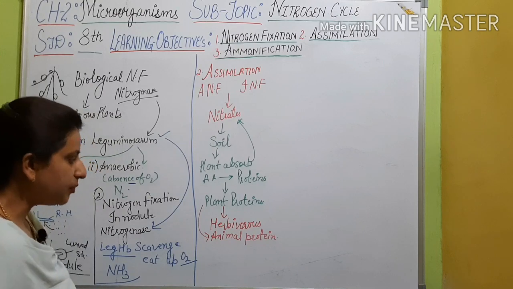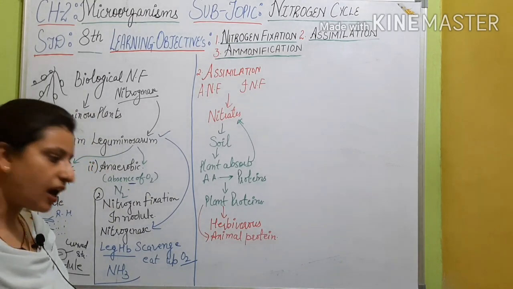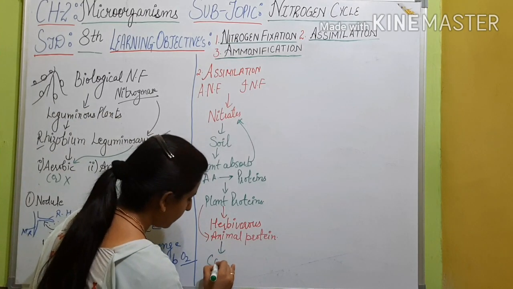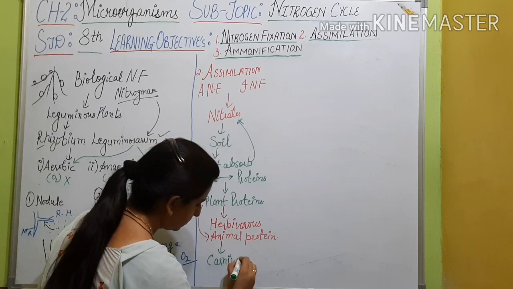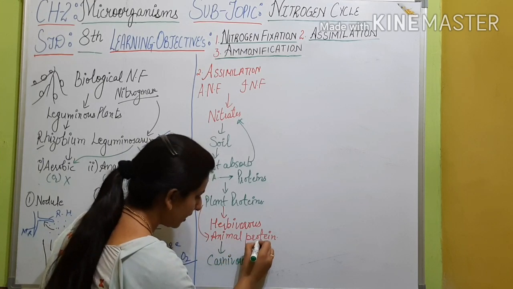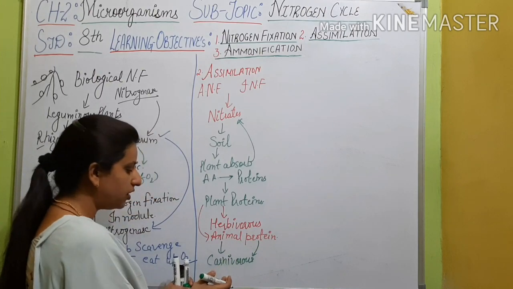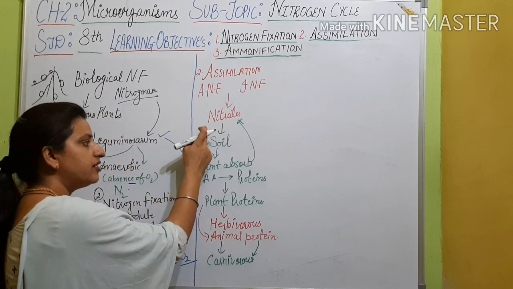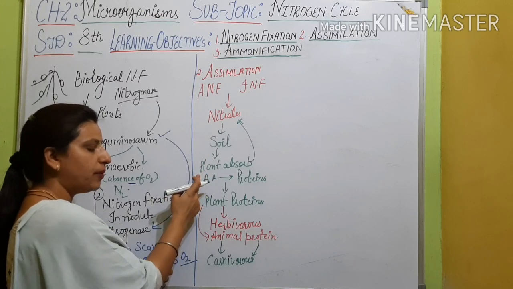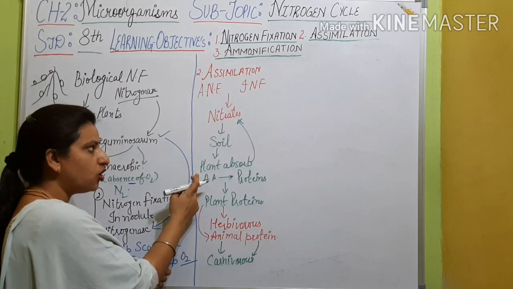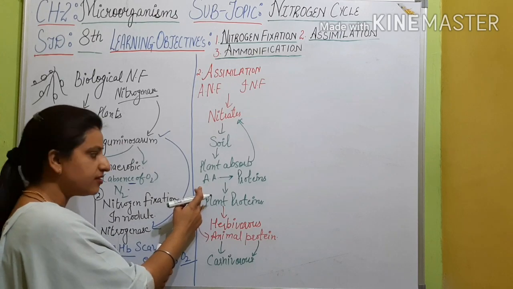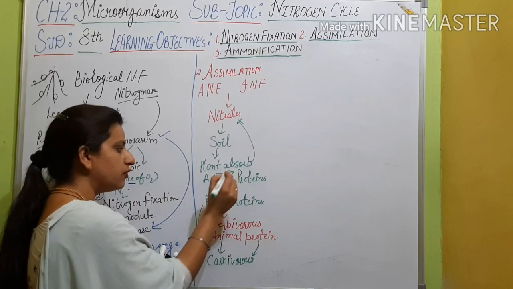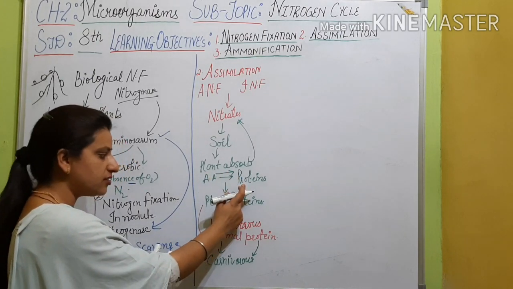Now these herbivores are eaten up by the carnivores, and again the animal protein is transferred to the carnivores. So let's see it again. Nitrates are present in soil. They are absorbed by the plant. Now when the plant absorbs the nitrates, they will form amino acids, and on the whole they will form proteins, complex proteins in the body.